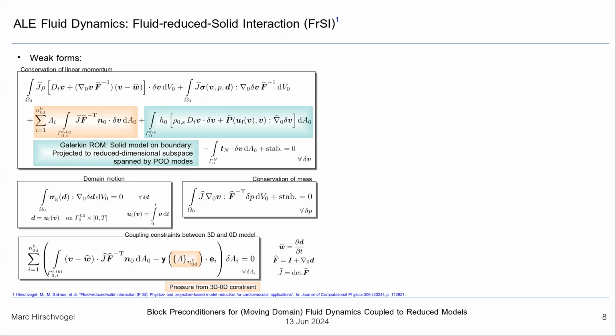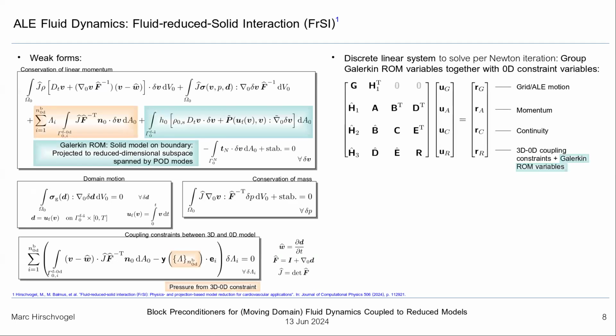Additionally, it's not shown here because it's not the main topic of the talk, but this is actually projected to a lower dimensional subspace. It's actually a Galerkin ROM. So the boundary velocities are in a lower dimensional subspace, from, for example, modes you generate from imaging data or some other high dimensional model.